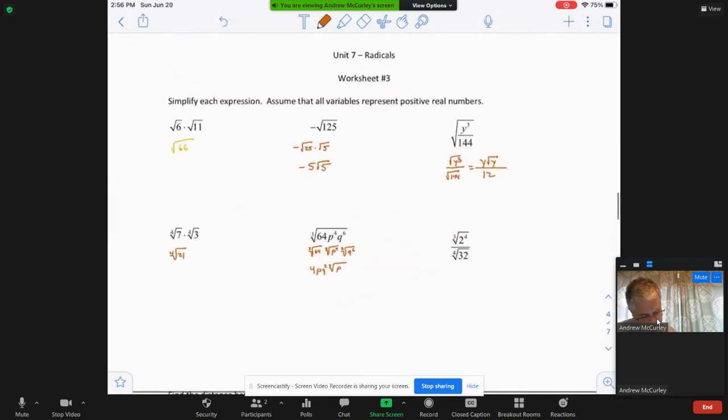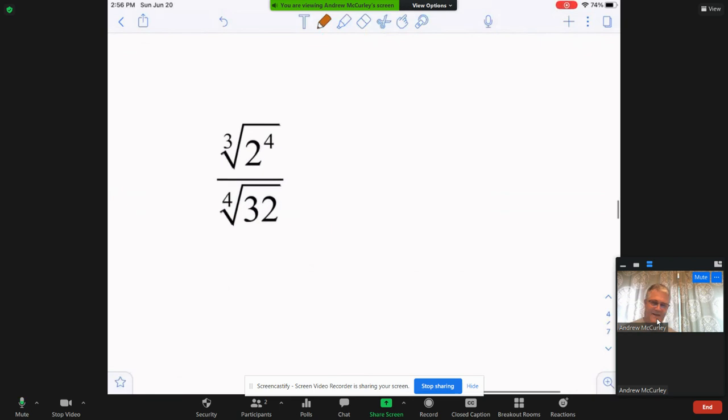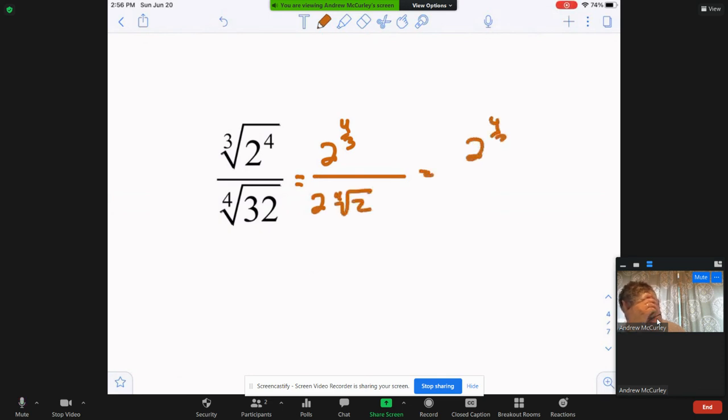All right. This is a fun one. I like this one though. So if I wrote this one, I can say, okay, this is 2 to the 4 thirds. This one down here, we said 2 to the 4th was 16, right? So this is going to be 2 times the 4th root of 2. So that's going to be 2 to the 4 thirds over 2 times 2 to the 1 fourth.